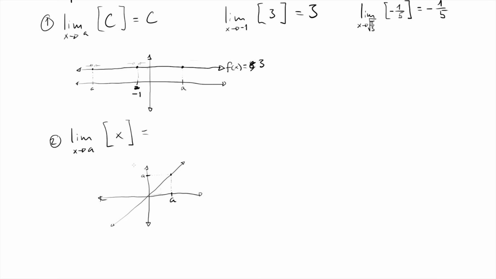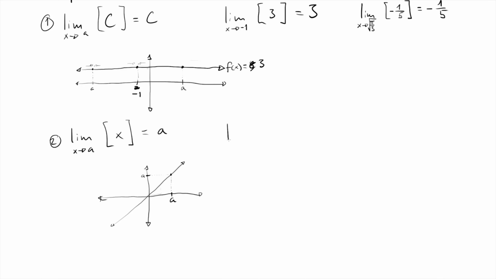When x is equal to 10, y is equal to 10. When x is equal to 0, y is equal to 0. When x is equal to -3, y is equal to -3. Okay, so no matter what x value we choose, the y value is going to be the exact same. And so in this case, we can say that the limit as x approaches any number a of the function x, the limit of that is just the value of a.